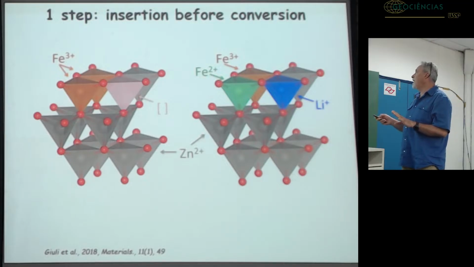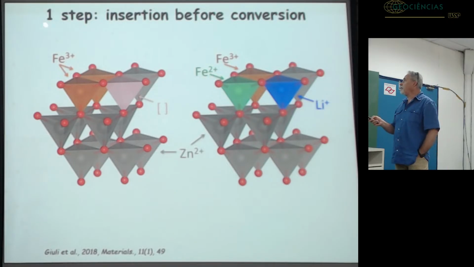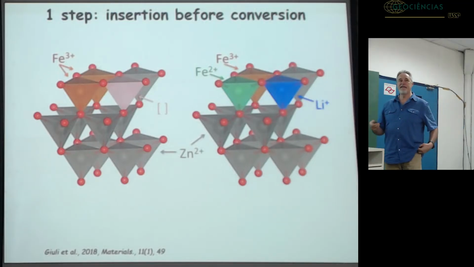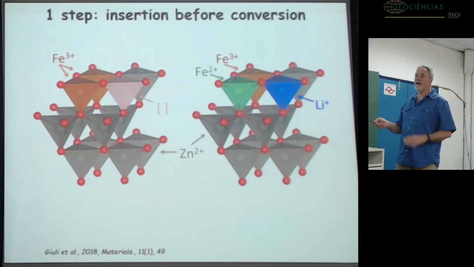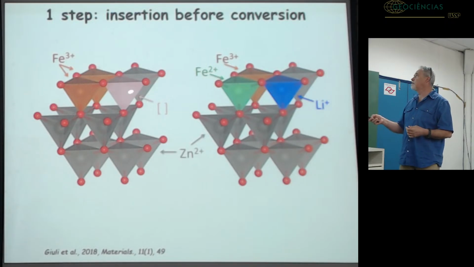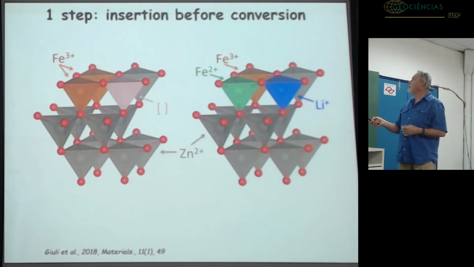What do we think happened? Two things. First, if we introduce a trivalent for a divalent, we must create a vacancy. And as one vacancy must compensate for two iron, we postulate there is some clustering. So the iron are not randomly distributed along the structure, but they form clusters. And they form clusters also with a vacancy.